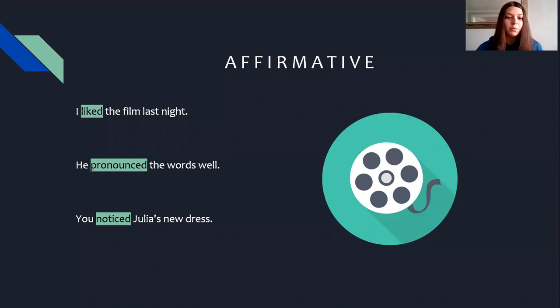So then we have, he pronounced the words well. And then, you noticed Julia's new dress. So we use a sentence with the pronoun, then we use the verb, and then the rest of the sentence. Okay. And like I said, you just add an -ed at the end of each verb. So now we're going to move into negative ones.